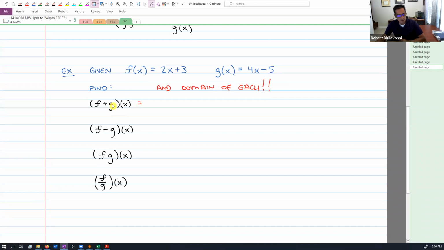If I want to take f and add g together, all that means is write the f function down, add to it the g function written down. And that's it, just add them, collect like terms. So what would you get here?